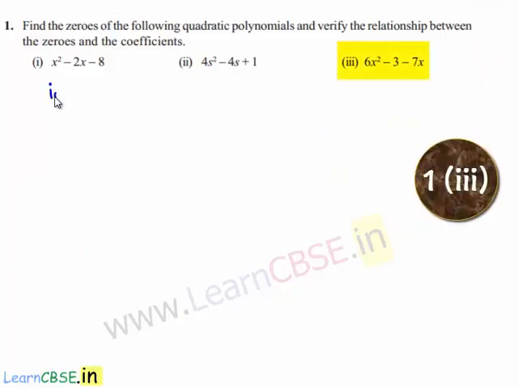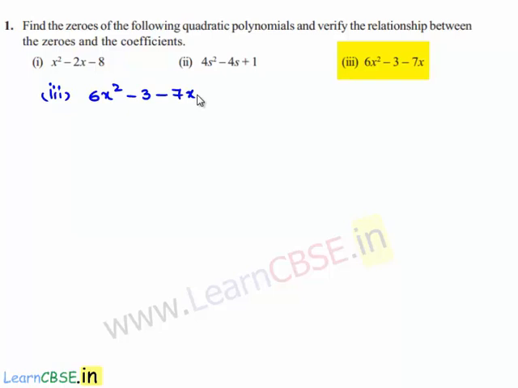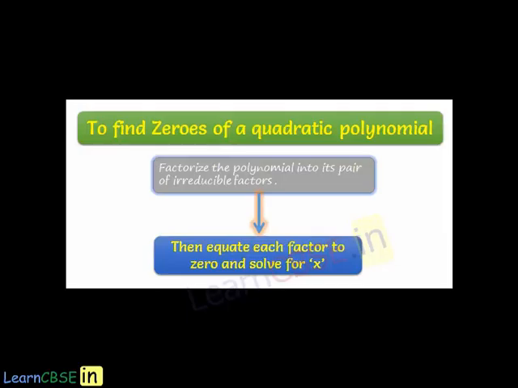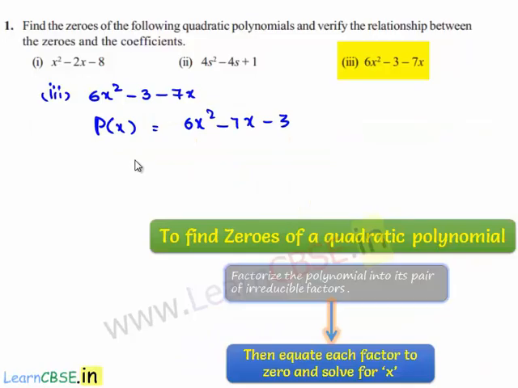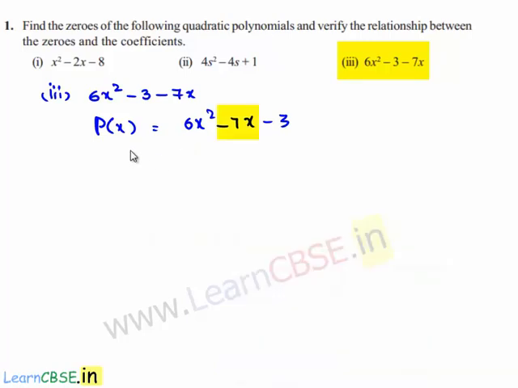Now coming to the third bit, which is 6x square minus 3 minus 7x. So let p of x be a polynomial which is equal to 6x square minus 7x minus 3. This is by rearranging the given polynomial. In order to find the zeros of the given quadratic polynomial, we need to factorize the polynomial.